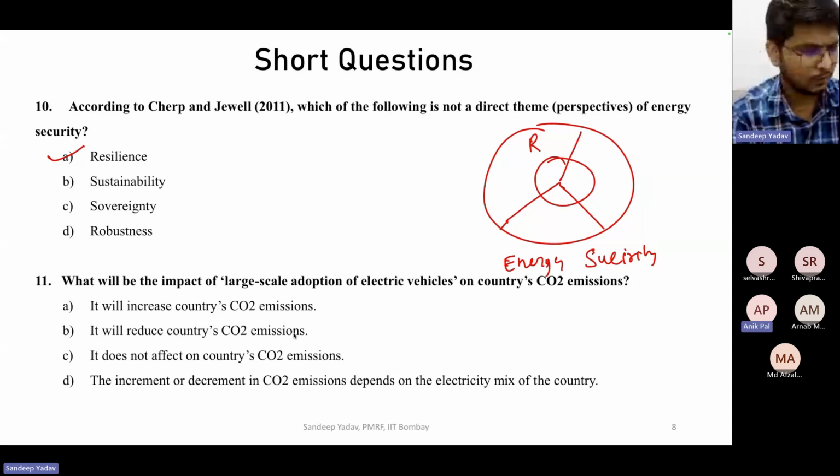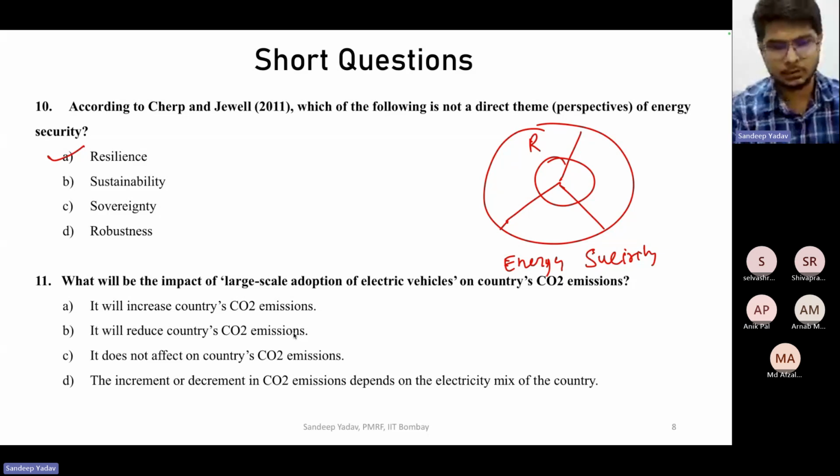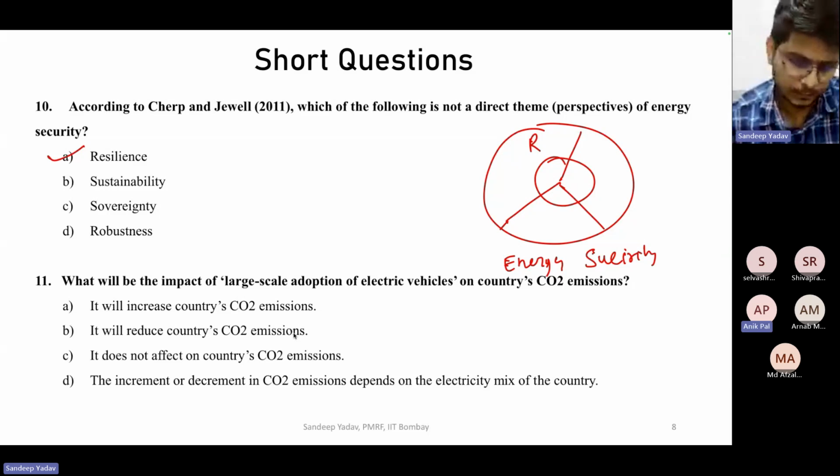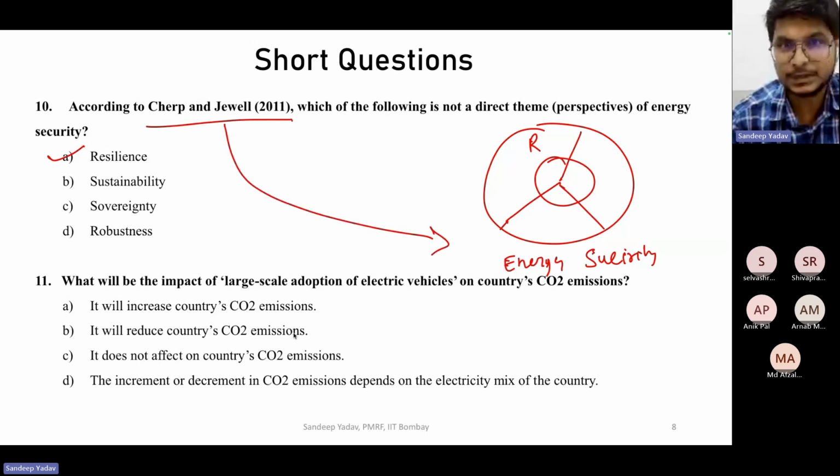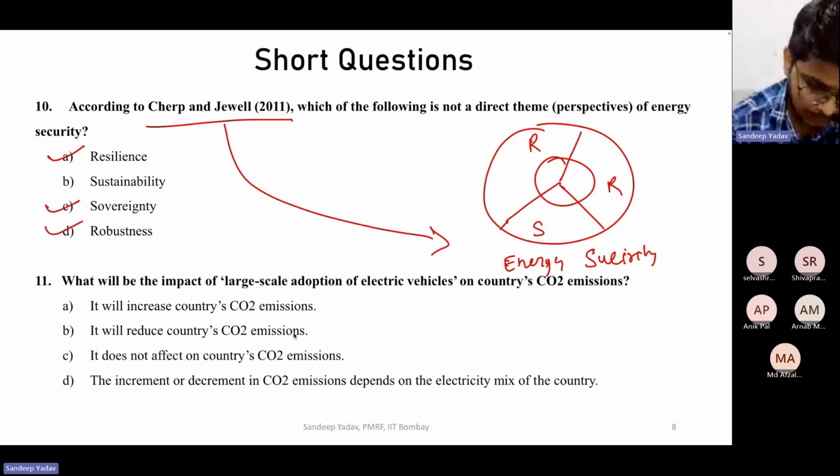If any of you can't unmute yourself, you can just write the answers in the comment box also. I'm seeing the comment box. So sustainability was not a part of Chirp and Gel's energy security concept. It was resilience, sovereignty, and robustness. These are the three things I explained in detail. Since you are asking which is not a theme, the answer will be sustainability.